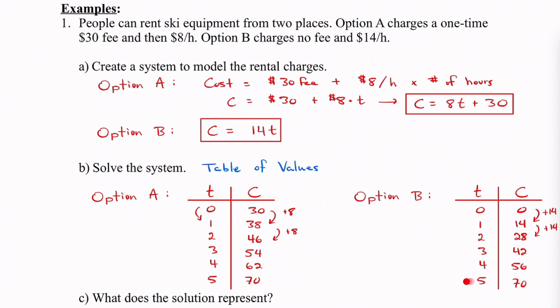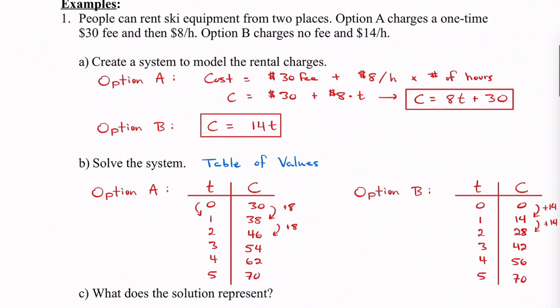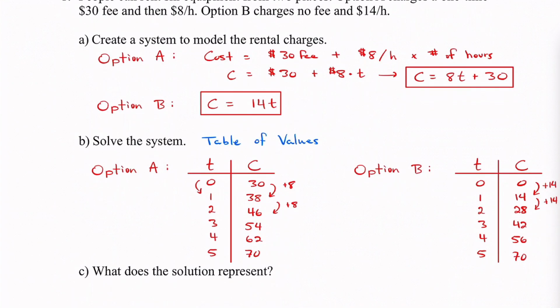So we notice now this one has 5 and 70, and this one has 5 and 70. Both of them have the exact same 2 points. So I just boxed those 2 points. Those points represent our solution, because it's the same in both of the tables. So I'm just going to write here, solution, it's 5 and 70.